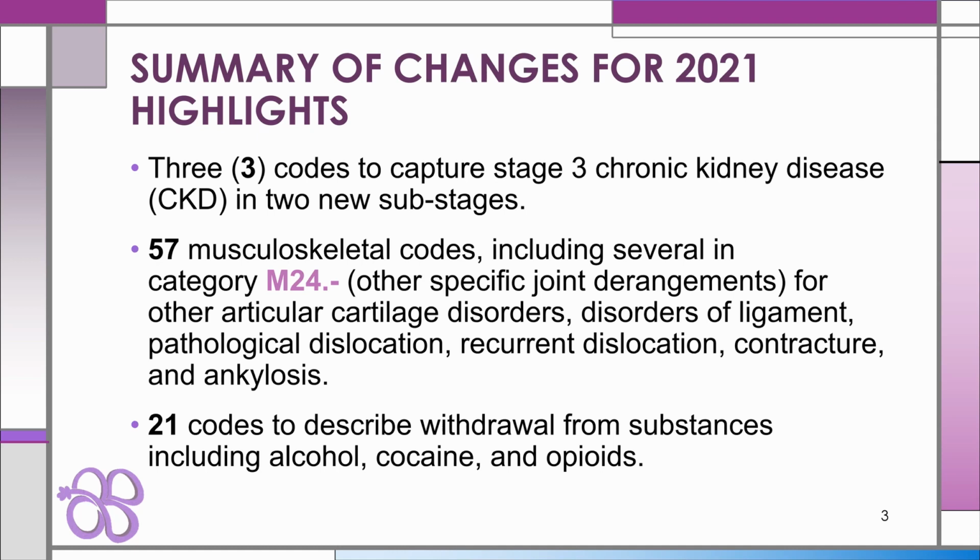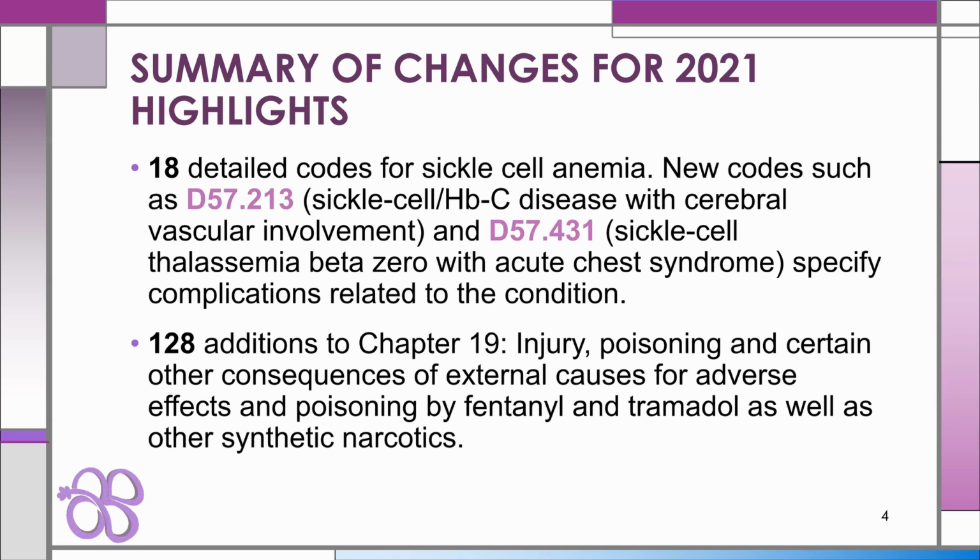There were 57 musculoskeletal codes, including several in the category M24, other specific joint derangements. 21 codes to describe withdrawal from substances, including alcohol, cocaine, and opioids. 18 detailed codes for sickle cell anemia. So they've made it more specific now, and there's a couple of examples there.